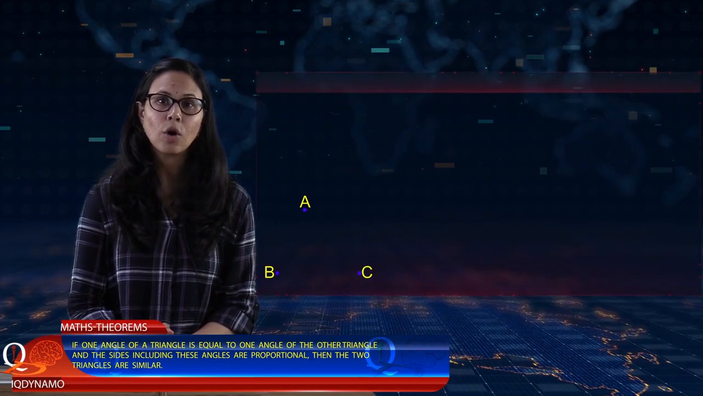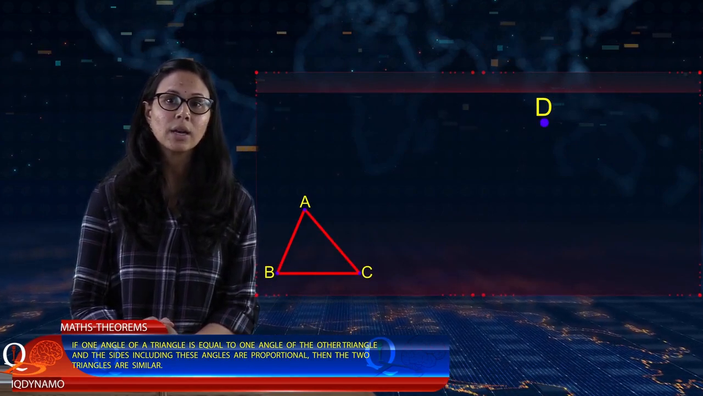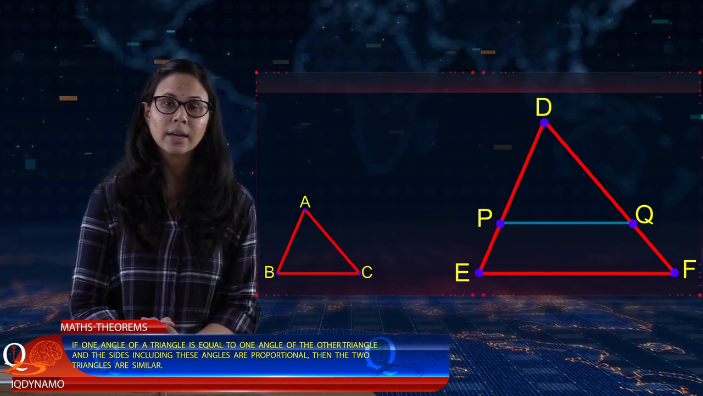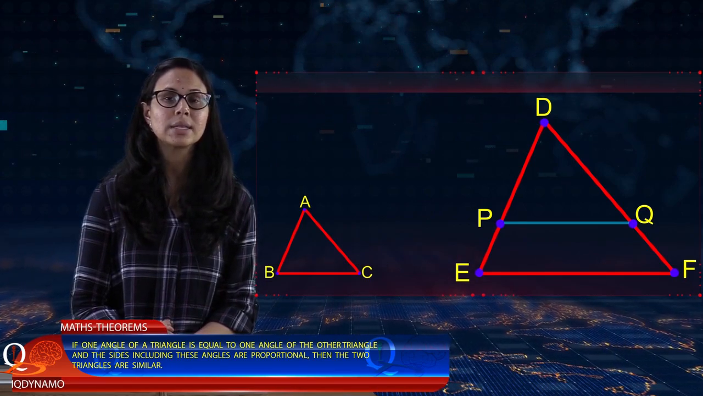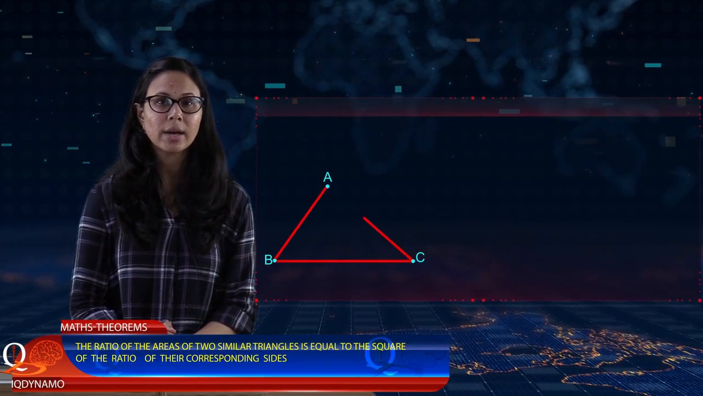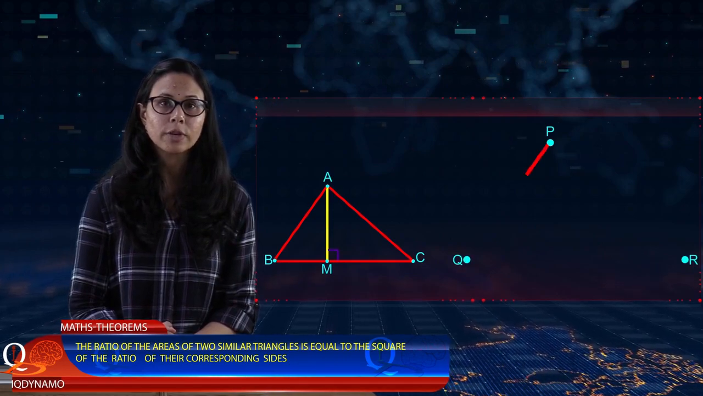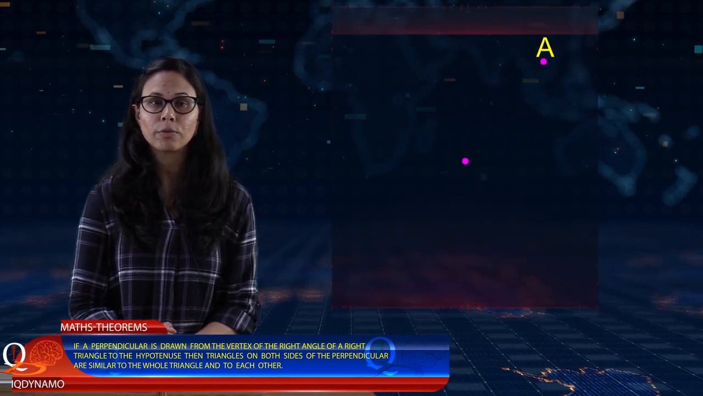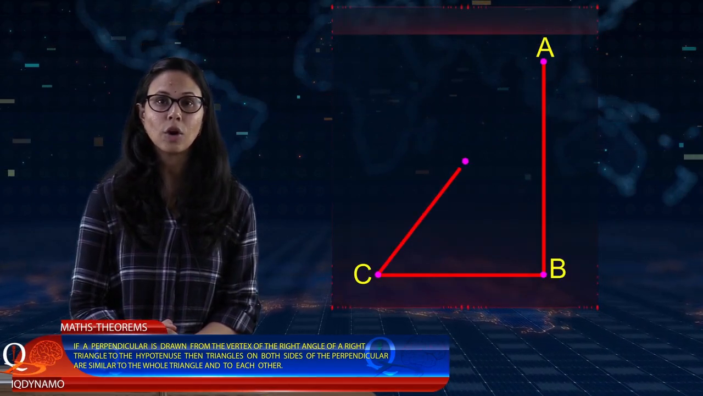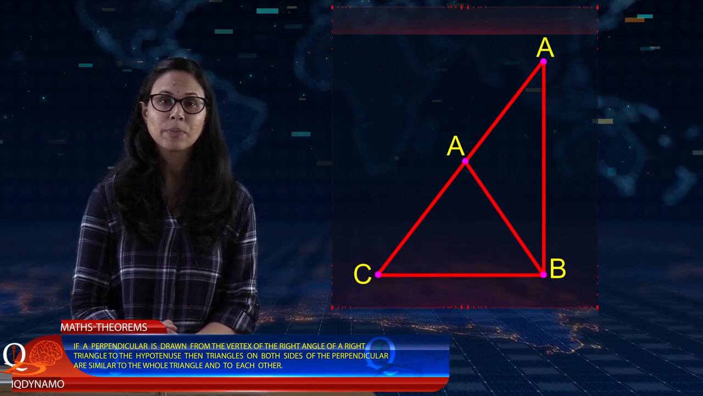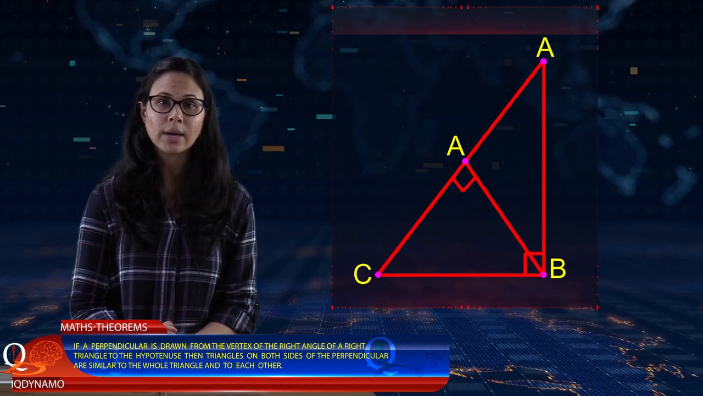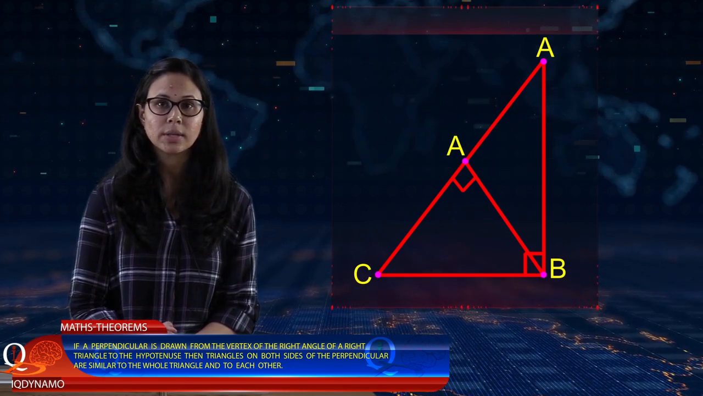If one angle of a triangle is equal to one angle of the other triangle and the sides including these angles are in proportion, then the two triangles are similar. The ratio of areas of two similar triangles is equal to the square of the ratio of their corresponding sides. If a perpendicular is drawn from the vertex of a right angle triangle to the hypotenuse, then the triangles on both sides of the perpendicular are similar to the whole triangle and similar to each other.